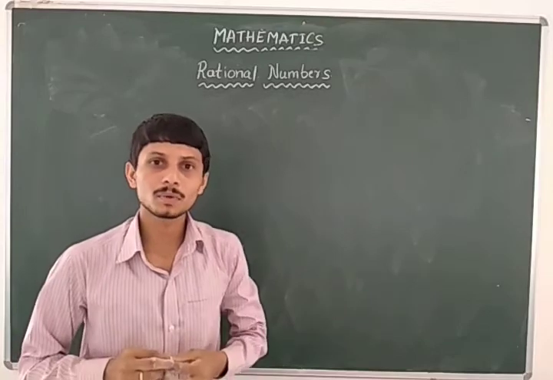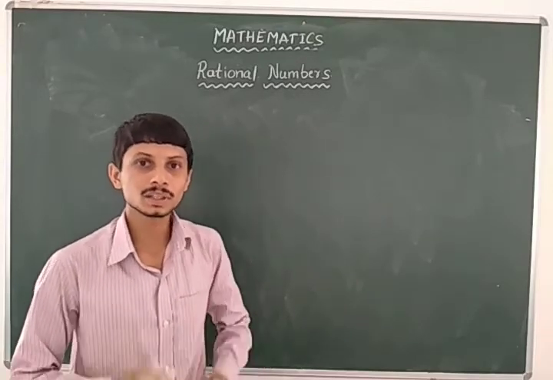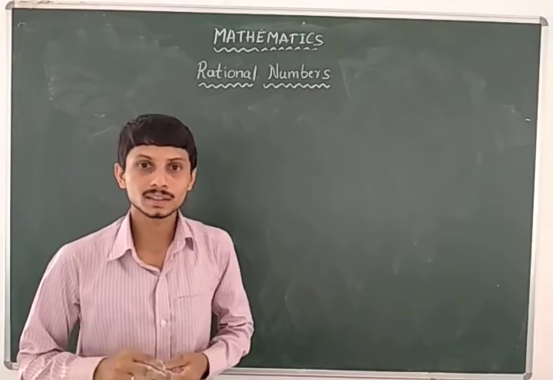Here we are given two rational numbers, and we have to find some rational numbers between the two given rational numbers.